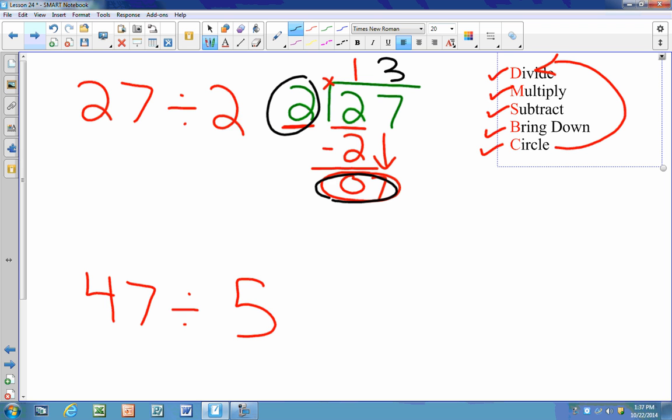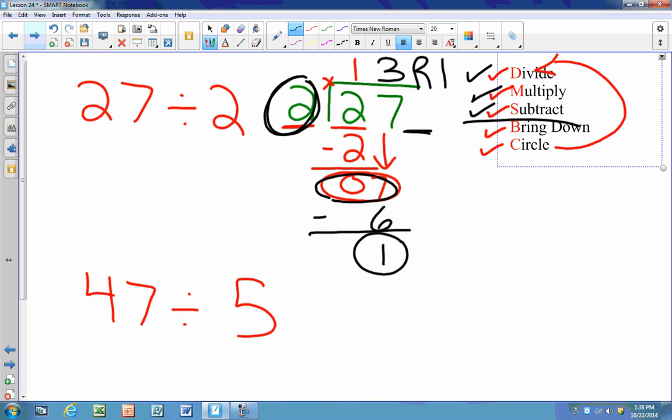So I put my 3 up here, and now I'm going to multiply. That 3 that I just wrote times the 2 on the outside is 6. I put that underneath. Now I have to subtract. I end up with 1. There's nothing to bring down, so I'm done. I stop. And there's this number floating at the bottom. It's called a remainder. So I add that to the top, and it's remainder 1.